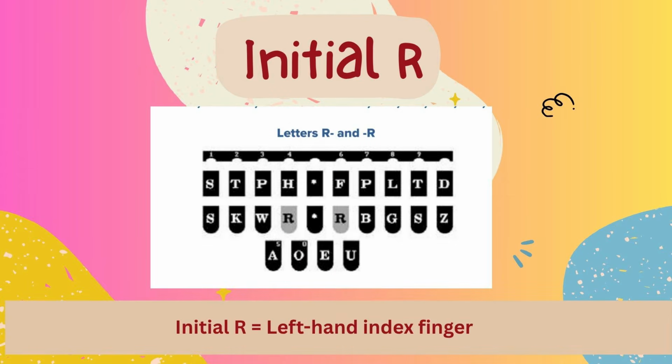Our topic is initial R. Initial R, we have to use left hand index finger. Again, to write initial R, we are going to use left hand index finger. So you press initial R using your left hand index finger. As you can see on the screen, the initial R is found on the left part of the keyboard, the initial part of the keyboard. And initial R is below the bank. So the lower bank rather. So you will be using your left index finger to press or to write initial R.